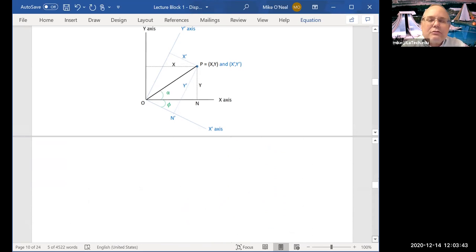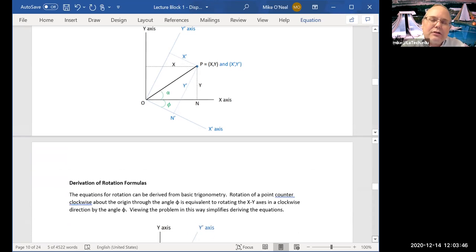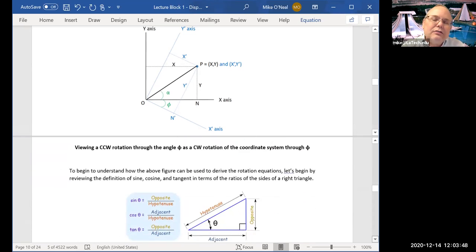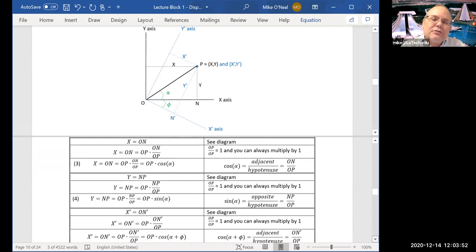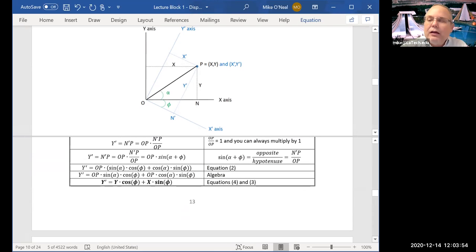Scroll, scroll, scroll. We're scrolling along, we're scrolling, we're stopping. Okay.